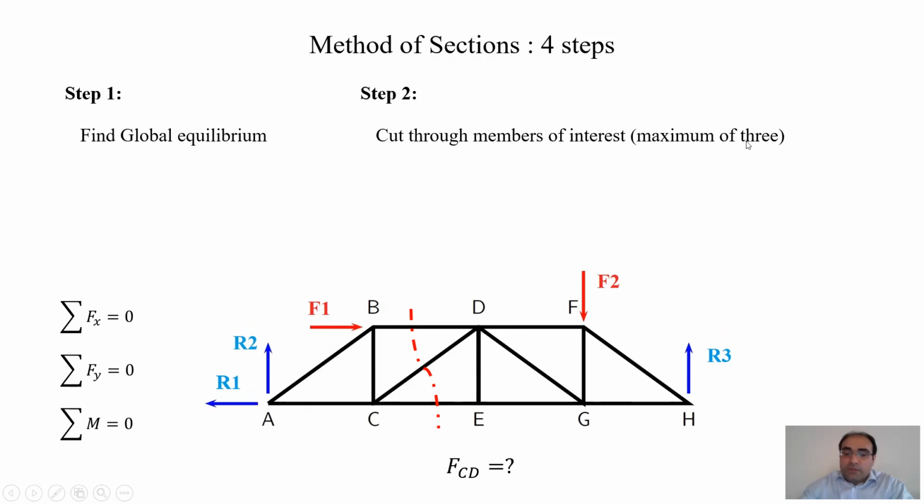There is a very important point here, and we should be very careful about it. Basically, we have only 3 equations. We have only 3 equilibrium equations. Therefore, we can solve for only 3 unknowns. So we should cut a maximum of 3 members, because if we cut, for example, 4 members, we will have 4 unknowns and we will not be able to solve them because we have only 3 equations.